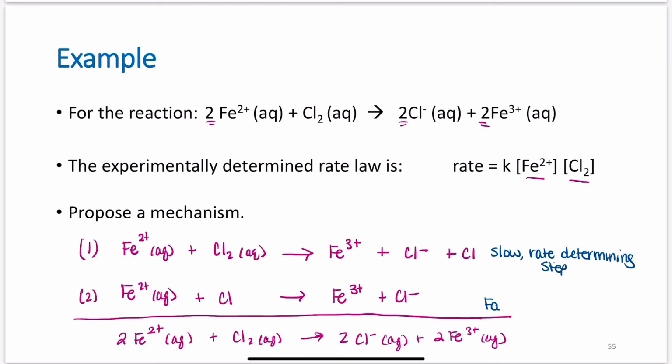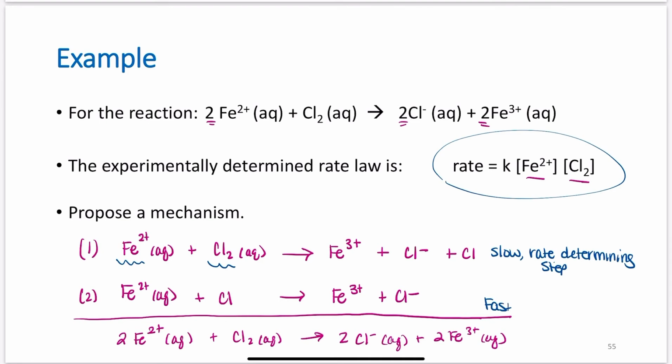This would be my fast step. Again, how did I know this? Well, I know that I've got Fe2+ and Cl2 reacting because that's my experimentally determined rate law. So those can be the only reactants I have in my slow rate determining step. I'm going to assume that step is first. Does that mean that this mechanism is valid?